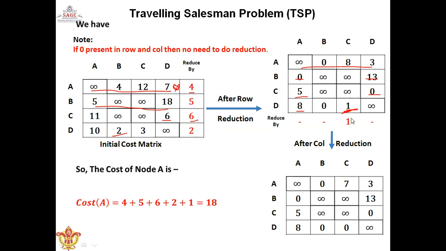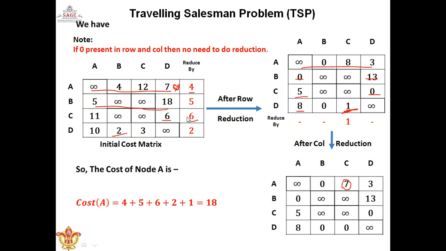Okay, so only 1. So we are going to subtract this 1 from each element of this column. Only one element is there which has a numeric value, another is infinity. No, we are not going to do anything there. So 8 minus 1 is 7. So this is the reduced matrix.